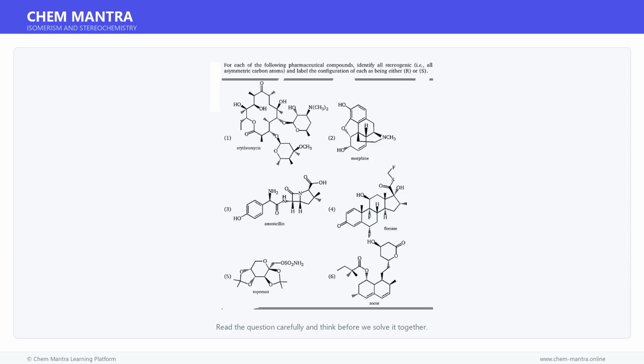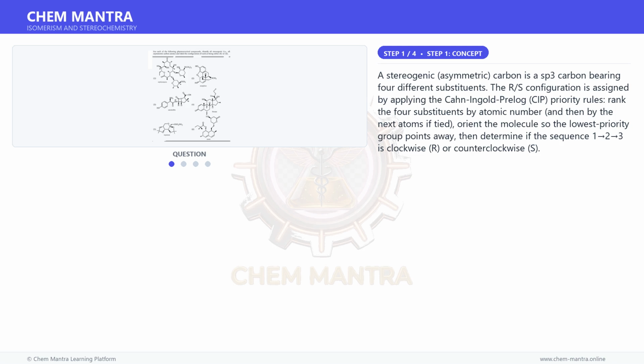Here is a question. Read it carefully and think about the answer. Let us solve it step by step. Let us first understand the key concept here. A stereogenic, asymmetric carbon is an sp3 carbon bearing 4 different substituents.